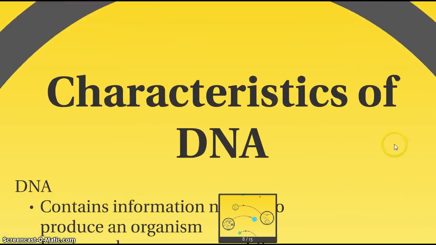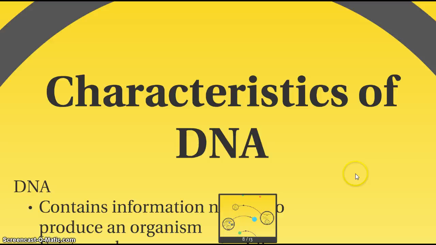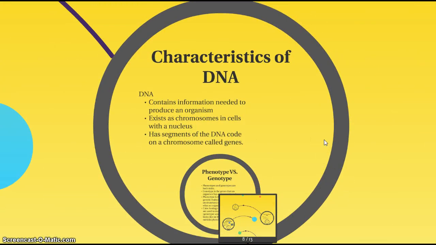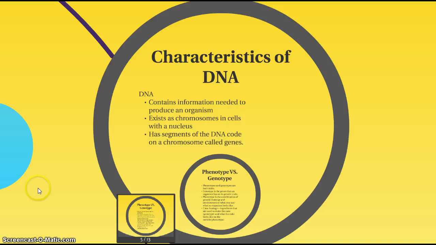Characteristics of DNA. DNA contains information needed to produce an organism. It exists as chromosomes in cells with a nucleus, and it has segments of a DNA code on a chromosome called genes.